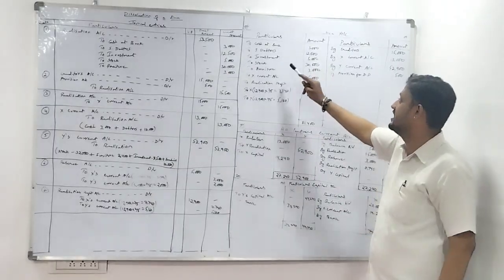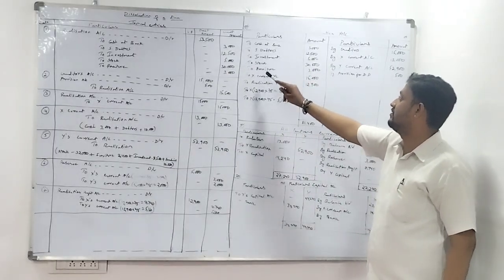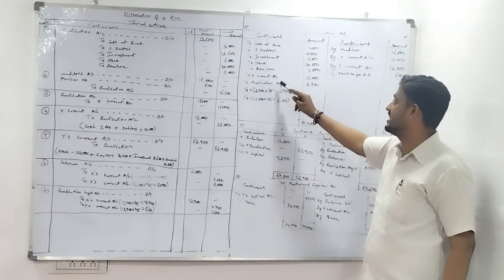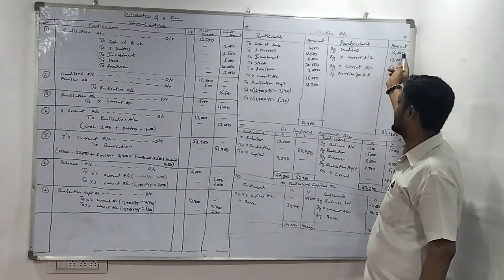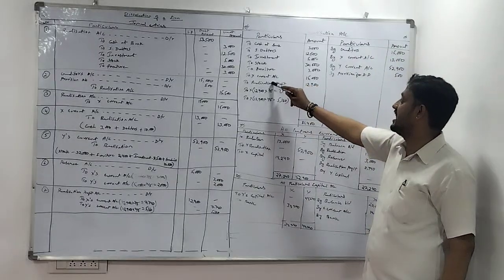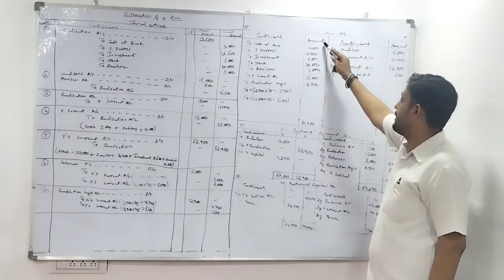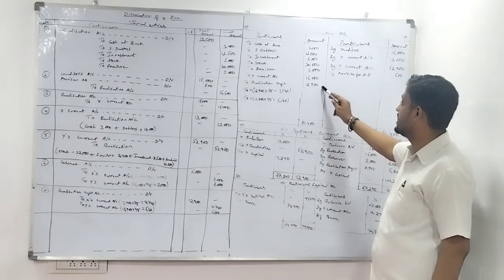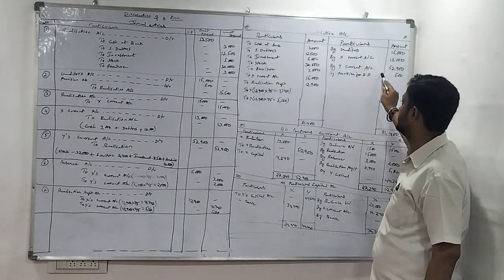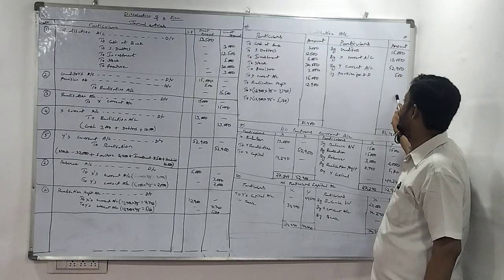Investment is 5,000. Stock is 30,000. Furniture is 3,000 and X's current account. Current account means they are going to take the creditors from here. So that's the reason the current account is 15,000. So completely you have to write down the total assets.